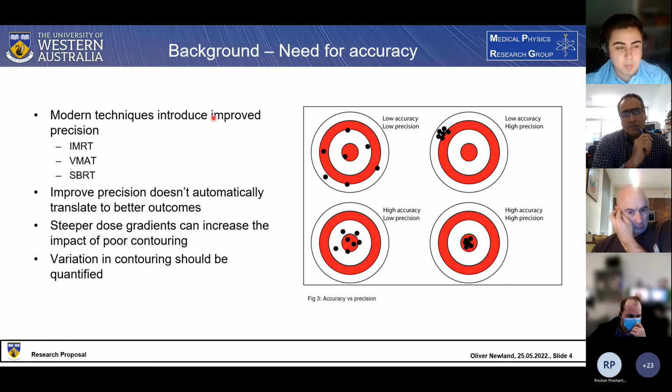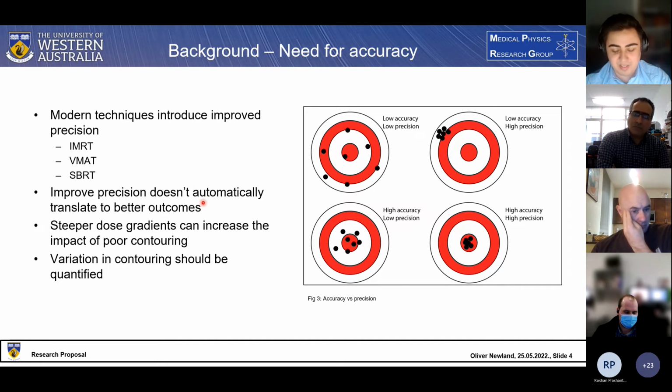All right, so with the advent of modern techniques such as IMRT, VMAT, SBRT, we've seen an increase in the precision of dose delivery. Now that precision doesn't automatically translate to better outcomes, since these steeper dose gradients can actually increase the impact of poor contouring.